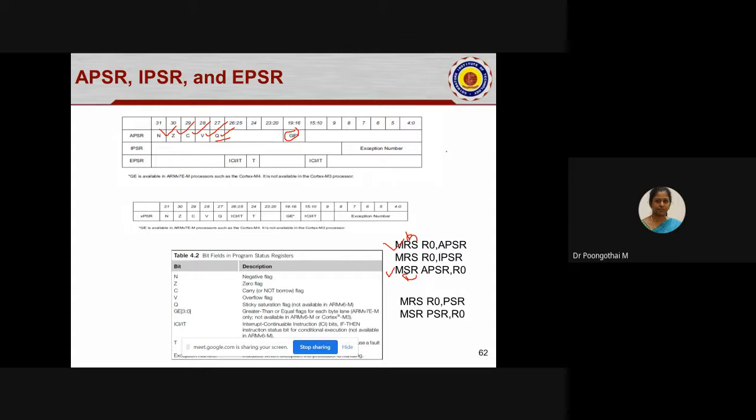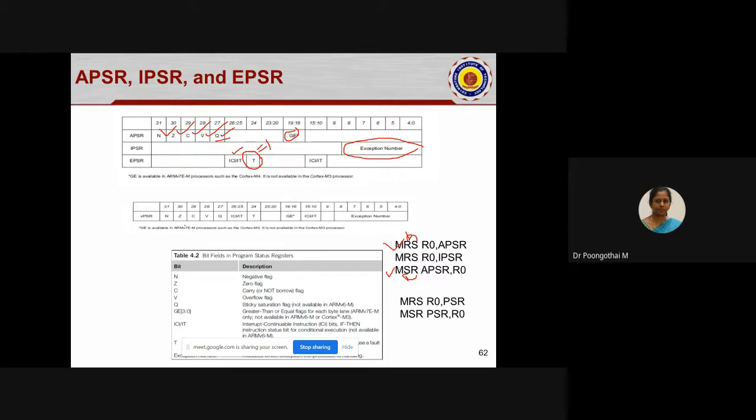And IPSR, these bits are utilized by the IPSR register. It holds the current ongoing interrupt exception number. I will explain that later. And EPSR holds two important bit assignments. One is the interrupt continuable instruction, the other is the if-then-else instruction. And the second one is the Thumb state. It will reflect the state of your processor. So this bit is always one.